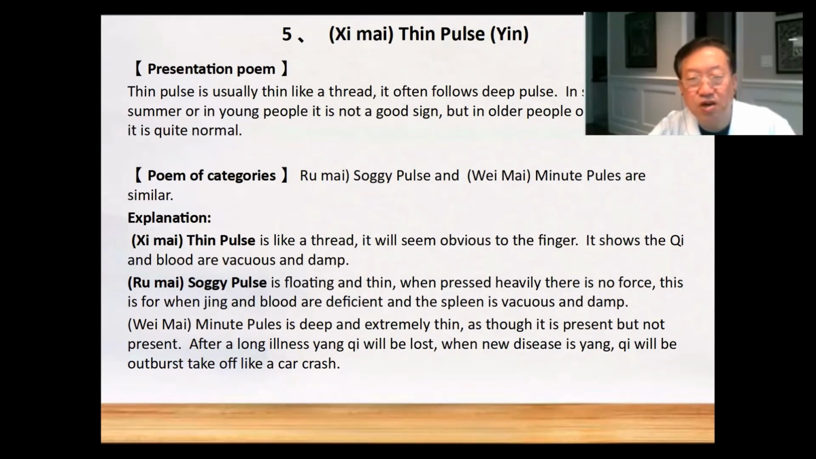Weimai, or minute pulse, is deep and extremely thin, as though it's present but not present. After a long illness, yang qi will be lost. When new disease is yang, qi will be outburst and taken off like a car crash.